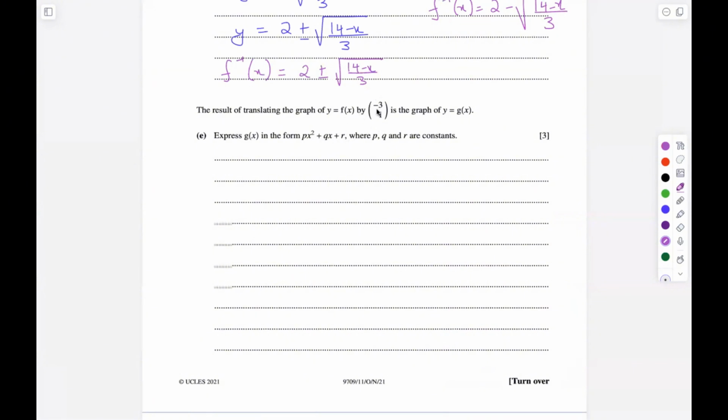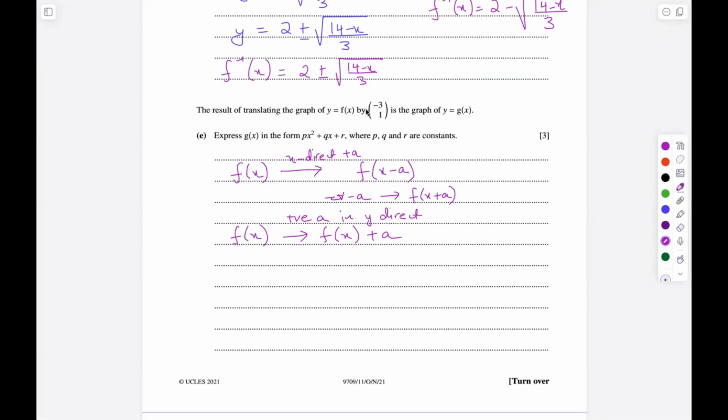Now, when we're translating in the x and the y direction, if we have a function f of x and we translate in the x direction by a units, the function becomes f of (x minus a). If we are translating it positive a, this will be x minus a. And if we are translating it minus a in the x direction, this will be written as f of (x plus a). And if we are translating it in the y direction by a units, the function f of x will become f of x plus a if we are translating it positive a in the y direction.